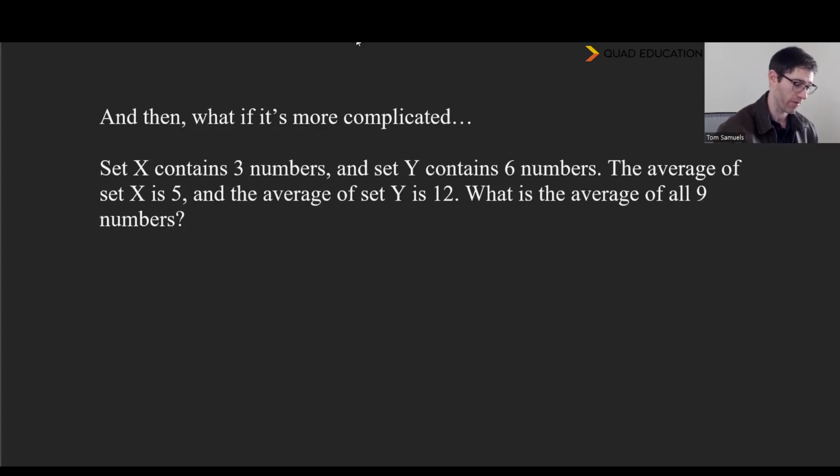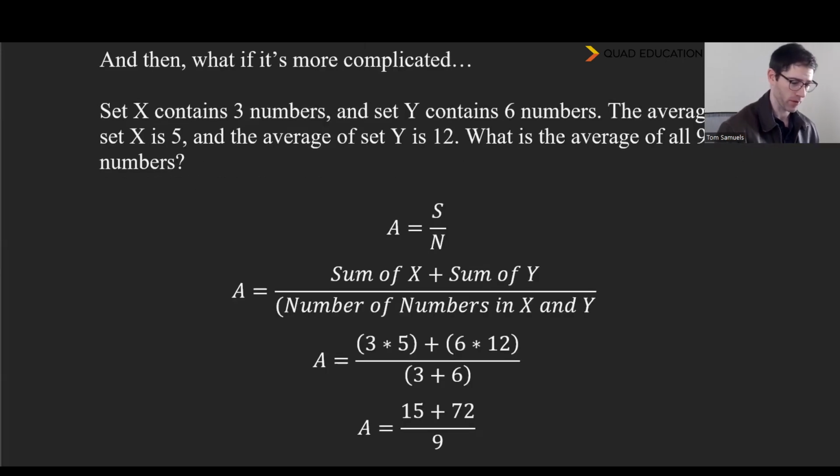And so hopefully you didn't just say 5 plus 12 divided by 2 equals 8.5, because as I'll show here in a moment, that's not going to work. So let's show a little bit of proof. I've typed out the proof here just because I don't want my bad handwriting to get in the way of my lesson. We're saying the average equals the sum over the number of numbers. And so that's fine, we've talked about that. And so what we have to do to get to the sum of the total of all the sets is get the sum of set X and the sum of set Y, because we can't just compare the averages because there are more numbers in set Y than there are in set X.